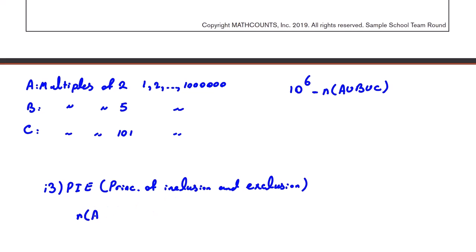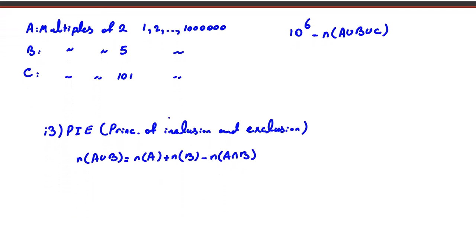For example, n of A union B equals n of A plus n of B minus n of A intersect B. Okay, we can check with Venn diagram. We can prove it as homework, homework 8. Prove it if you have questions or want to learn more ideas, feel free.